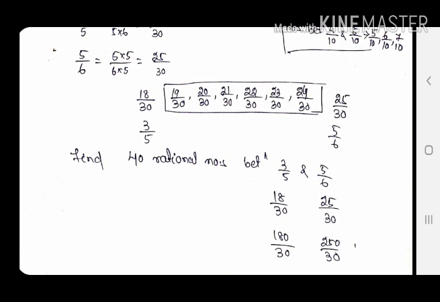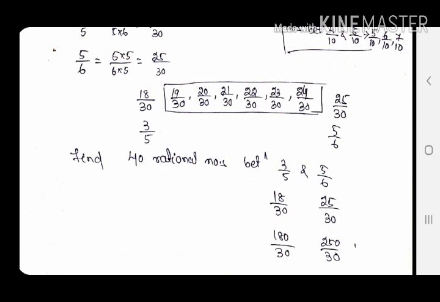So here is another example, 40 rational numbers between 3 by 5 and 5 by 6. So make the denominator same, it is 30, 18 by 30 and 25 by 30. There are hardly 6 to 7 numbers, but I need 40. So what I did, I expanded a little bit. Let's multiply by 10. You will say, sir, is it mandatory to multiply by 10? No, you may multiply by any number, 10, 5, 30, 50, 60, according to your convenience.